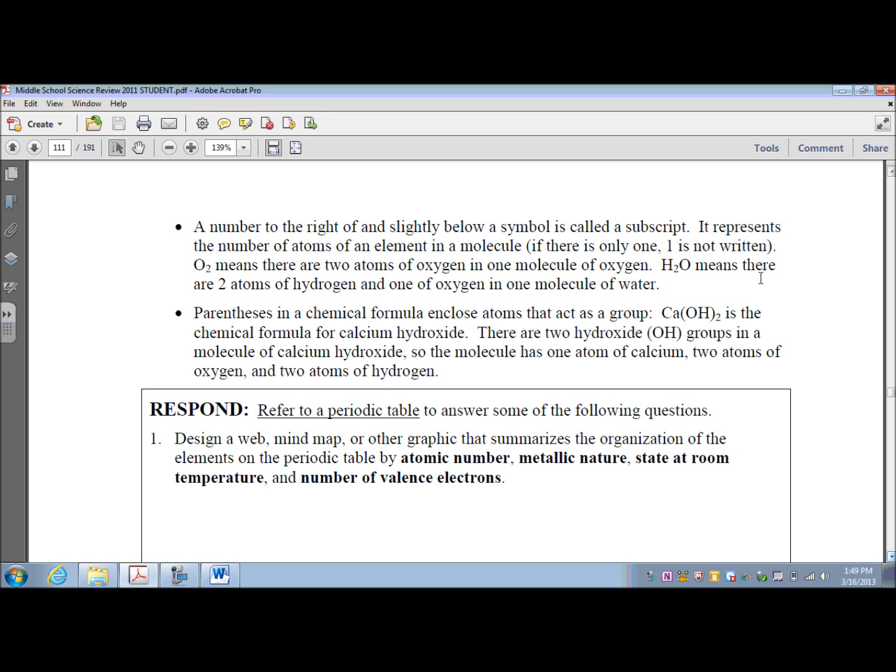Ca(OH)2 is the chemical formula for calcium hydroxide. There are 2 hydroxide, OH, groups in the molecule of calcium hydroxide. So the molecule has 1 atom of calcium, 2 atoms of oxygen, and 2 atoms of hydrogen. It's kind of like in math class where you distribute. So this 2 means that there's 2 oxygens and 2 hydrogens. We're distributing the 2. This ends the organization and use of the periodic table section.